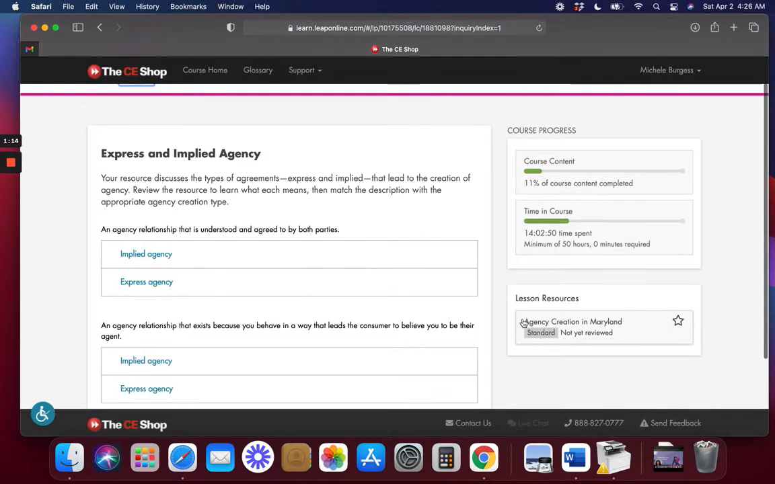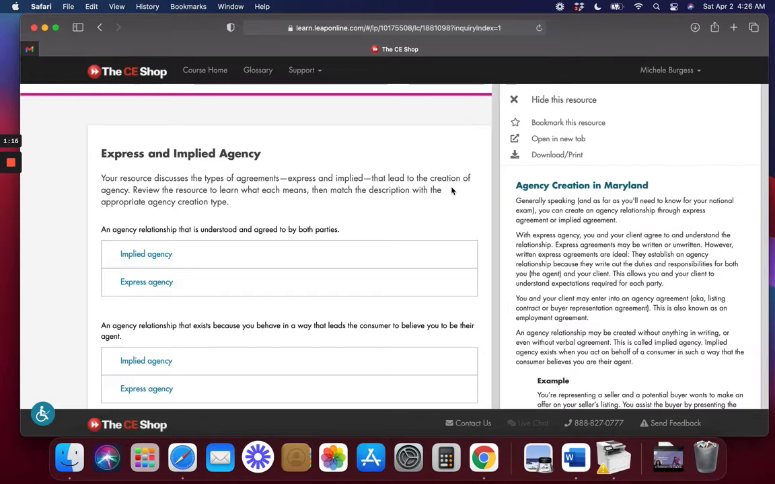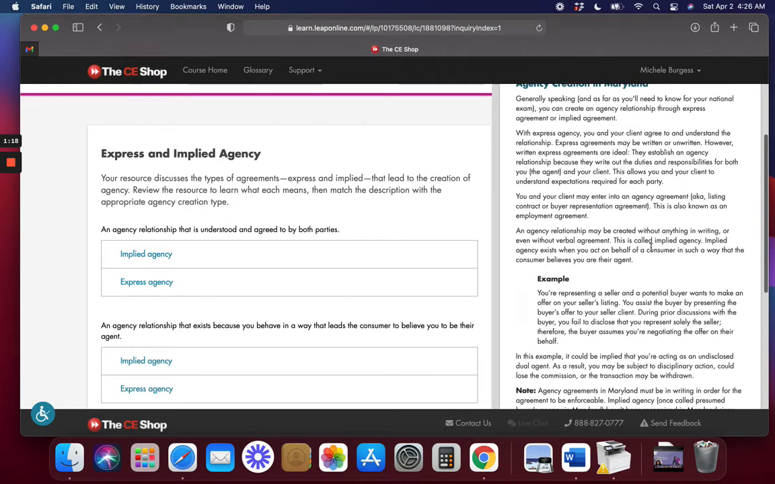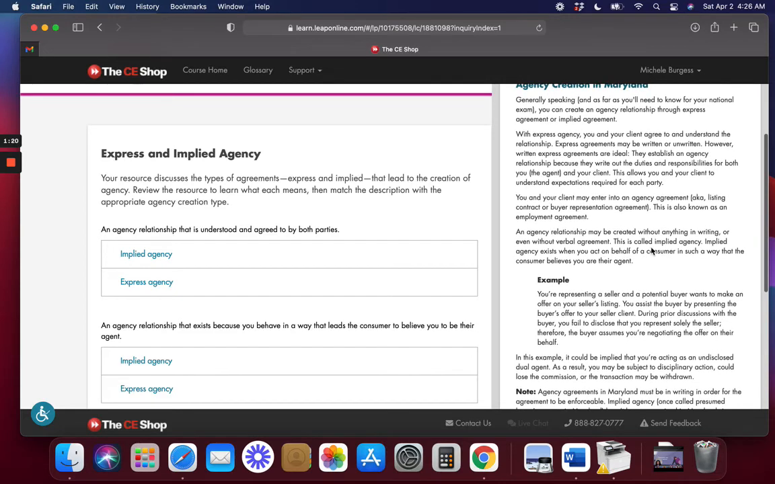All right, and let's go over some of this. Just remember that this is not necessarily Maryland. Generally speaking, as far as you'll need to know for your national exam, you can create an agency relationship through express agreement or implied agreement. With an express agency, you and your client agree to understand the relationship.